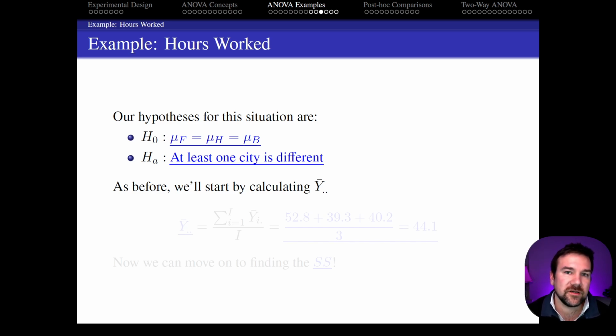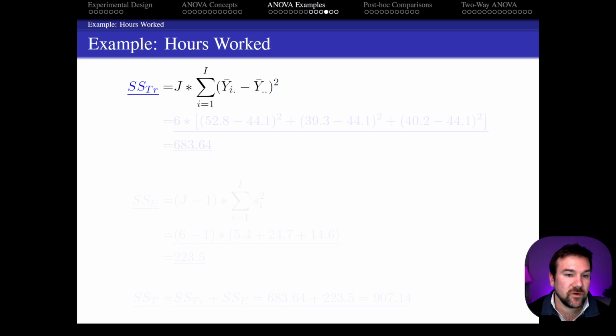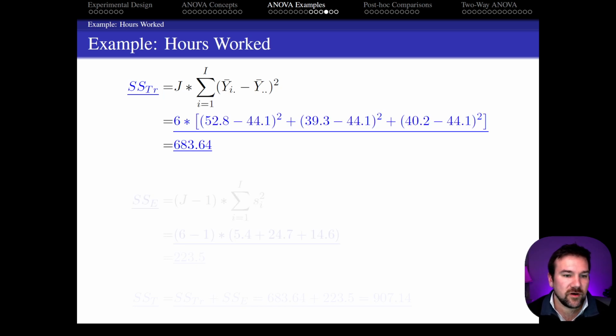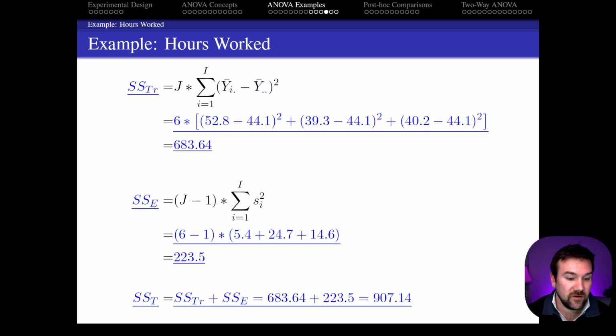As before, I'm going to start by calculating the grand mean, y dot dot bar. So y dot dot bar is going to be 52.8, all my means from each of the groups divided by 3. So I add them all up, divided by 3, I get 44.1 for the grand mean. Now I'm going to move on to finding these sums of squares, the sum of squares treatment. Here's my work. I find that to be 683.64. The sum of squares error, here's my work for this. I find that to be 223.5. And then the sum of squares total, rather than doing that big nasty equation, which you're welcome to do, I just add together the sum of squares treatment and error to get the sum of squares total of 907.14.